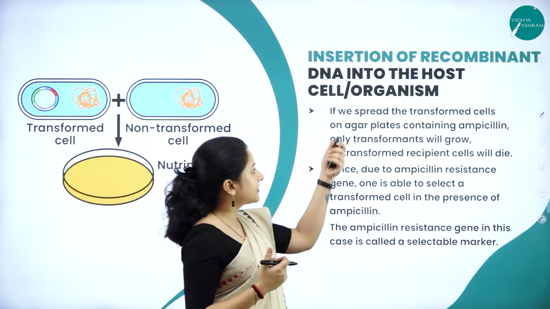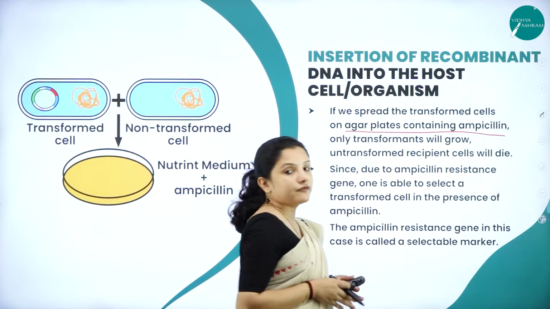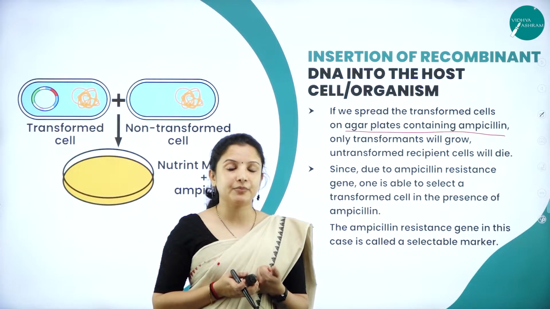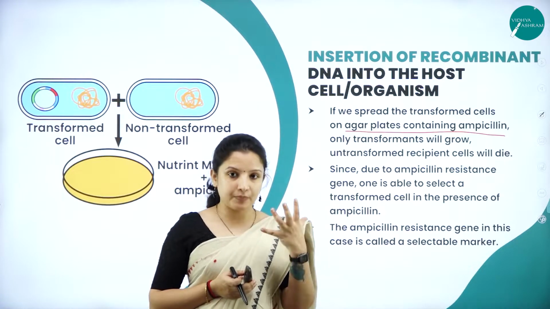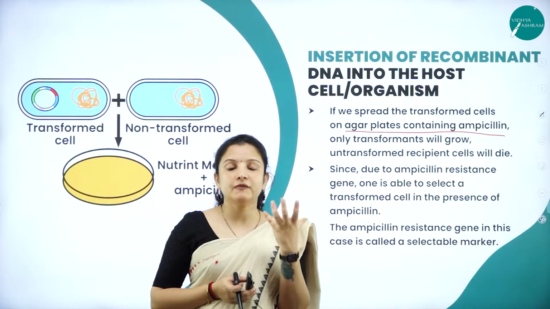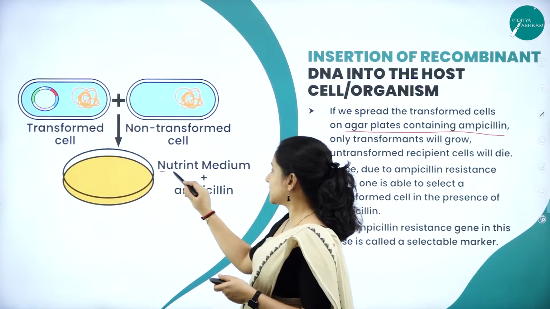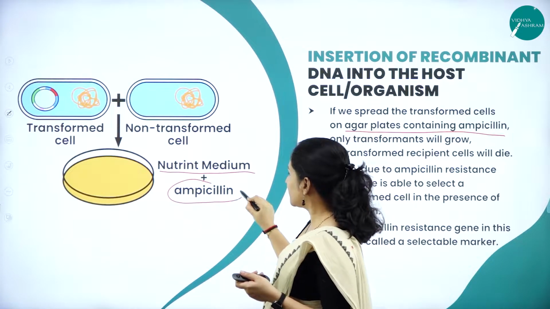So we need to spread the transformed cells on an agar plate containing ampicillin. I told you how to make them ampicillin resistant. For example, to make them ampicillin resistant, we have to take a plate, and in that plate we have to pour media, that is a Petri plate. To this Petri plate, which contains a nutrient medium, we have to put ampicillin.